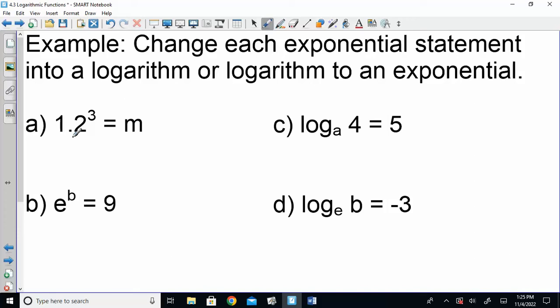So A, 1.2 to the third equals m. So that's an exponential. I want to write it as a logarithm. I'm not asking you to solve anything yet.